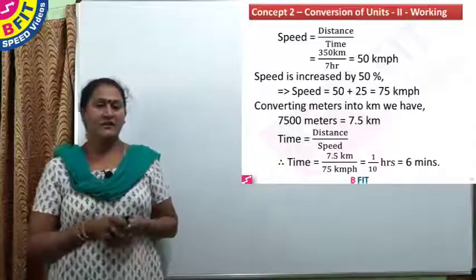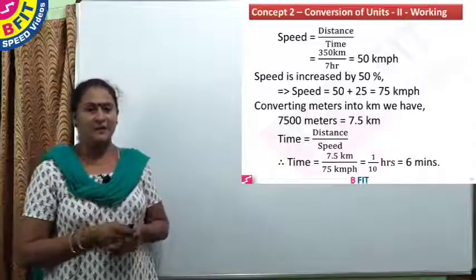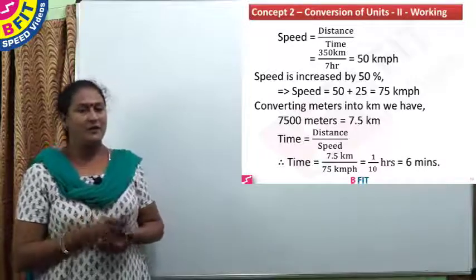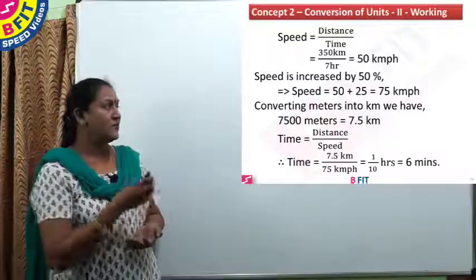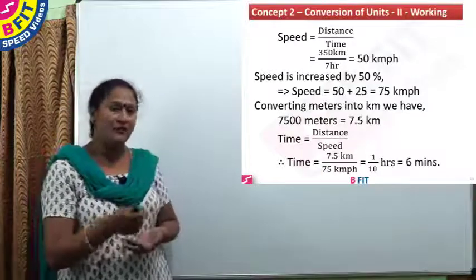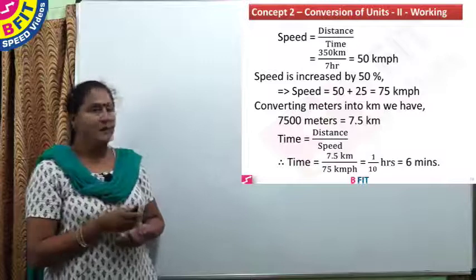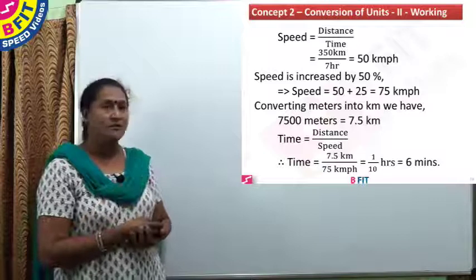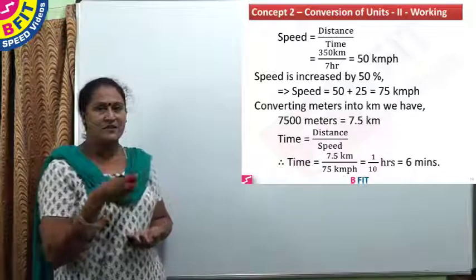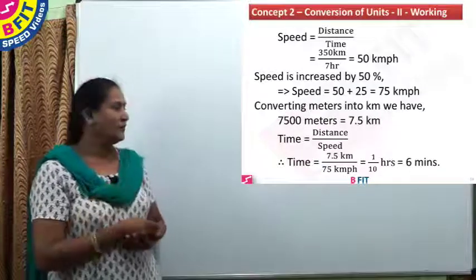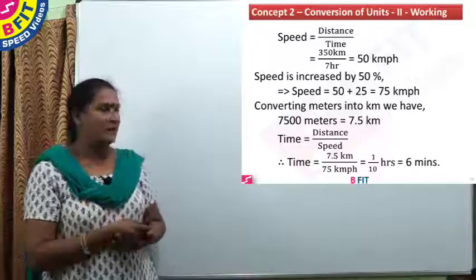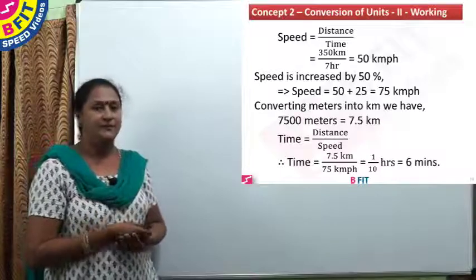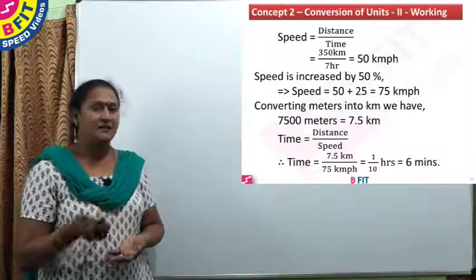So here the working is, speed equals distance by time, as we know. Find the speed, that is 350 by 7, 50 kilometers per hour. If speed is increased by 50%, now speed becomes 75 kilometers per hour. And time taken to cover 7500 meters, that is 7.5 kilometers. For time, divide distance by speed. Distance is 7.5 kilometers, speed is 75 kilometers per hour. So time taken is 1 by 10th of an hour or 6 minutes. So we'll see the next example.